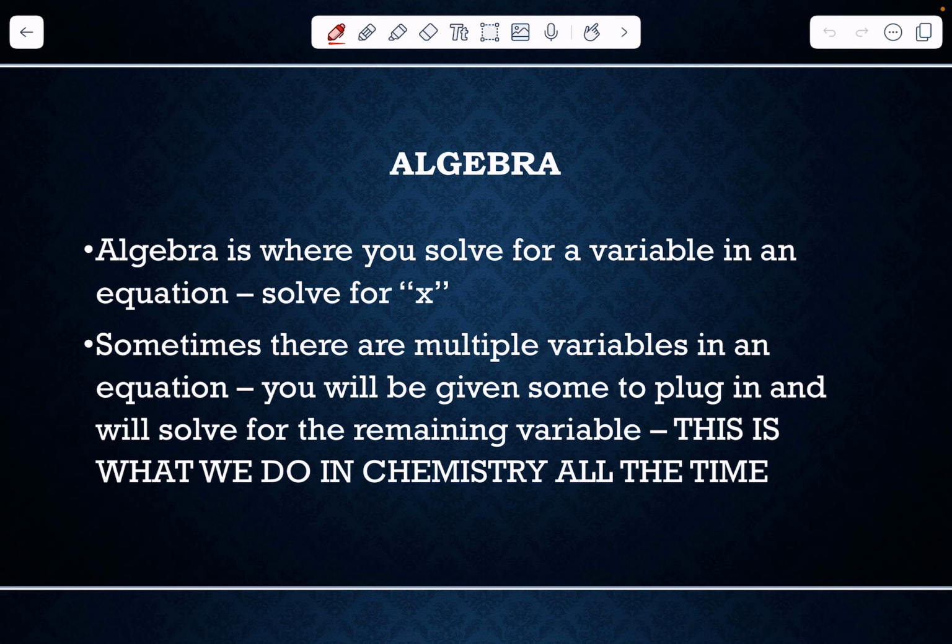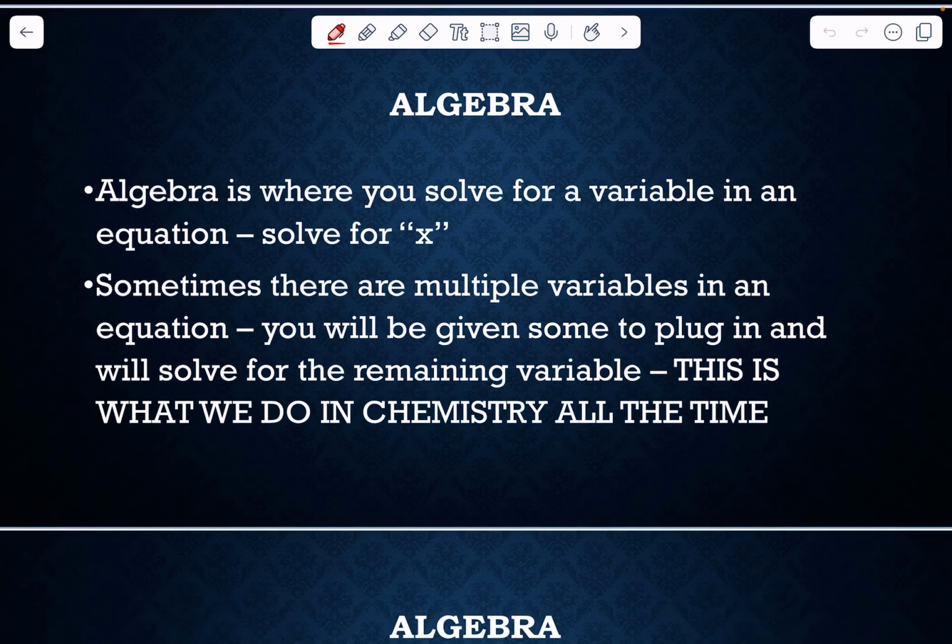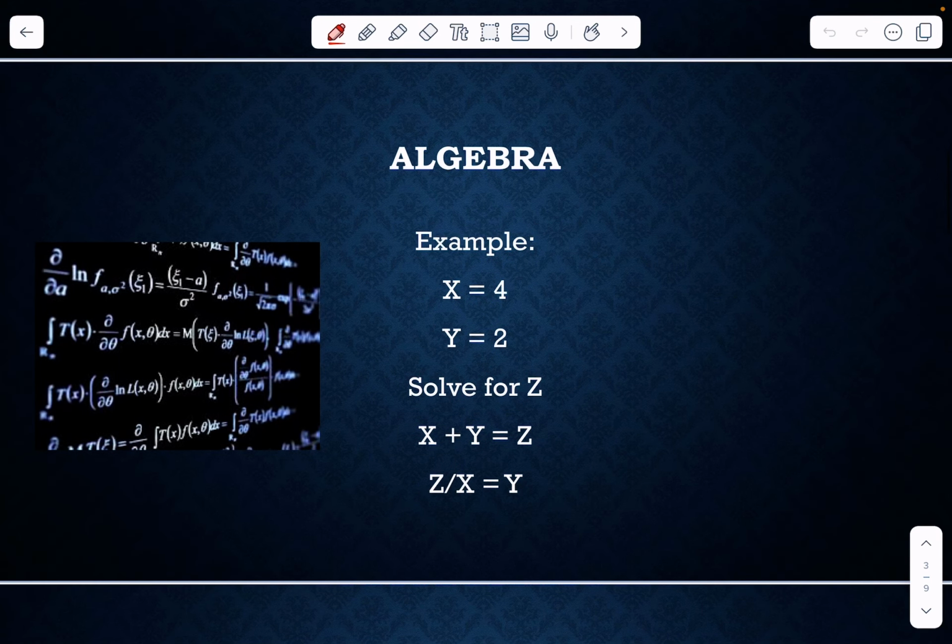Sometimes there are multiple variables in an equation. You will be given some to plug in and will solve for the remaining variable. This is what we do in chemistry all the time. So here's some very simple examples that you may see and you'll practice today in class. If x equals 4 and y equals 2, solve for z.